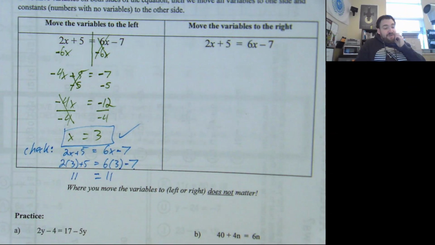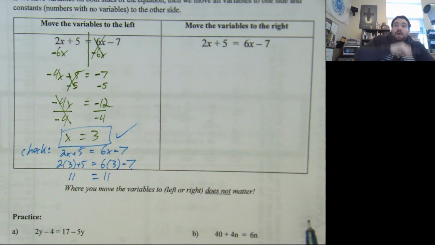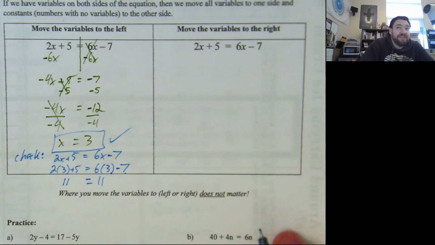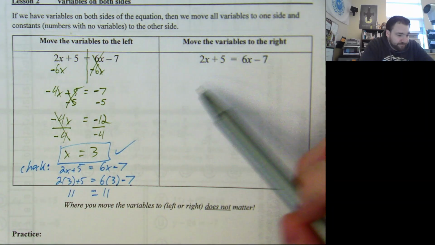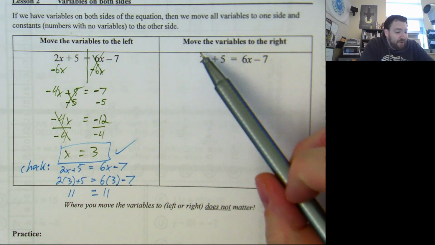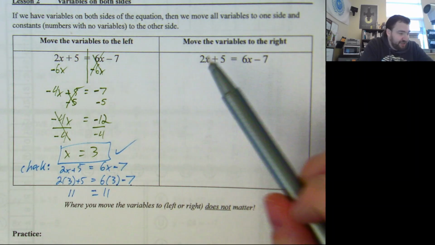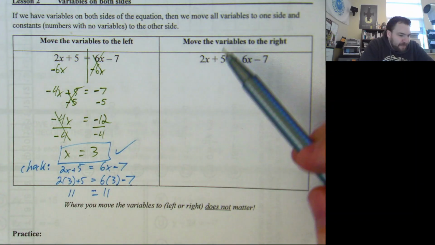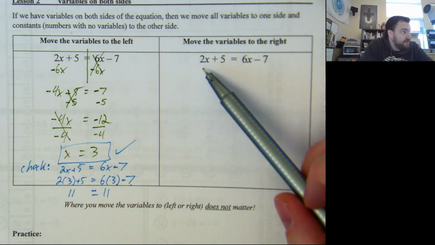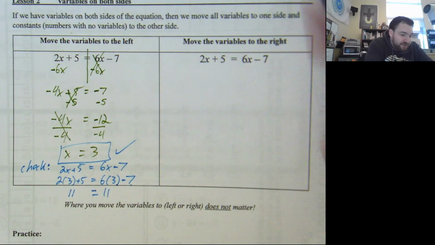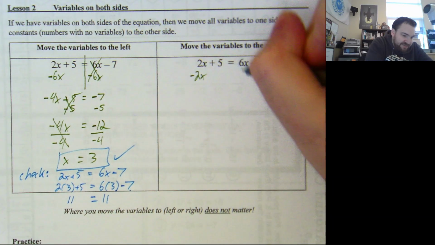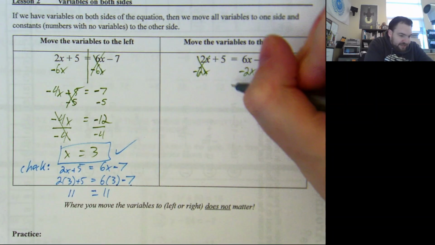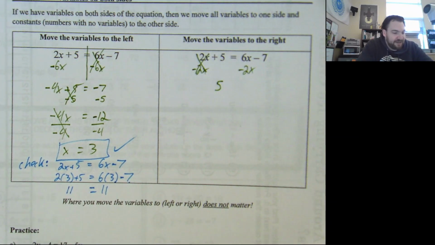Okay, so that's one way you can do this. The other way is really just deciding to move these variables to the other side, and you'll see the difference right away. If instead I move all the variables to the right, this is what it's going to look like. I'm going to take away 2x from both sides. The 2 here is positive, so I'm going to subtract 2x on both sides. 2x minus 2x is 0, leaving me just with 5 on the left-hand side.